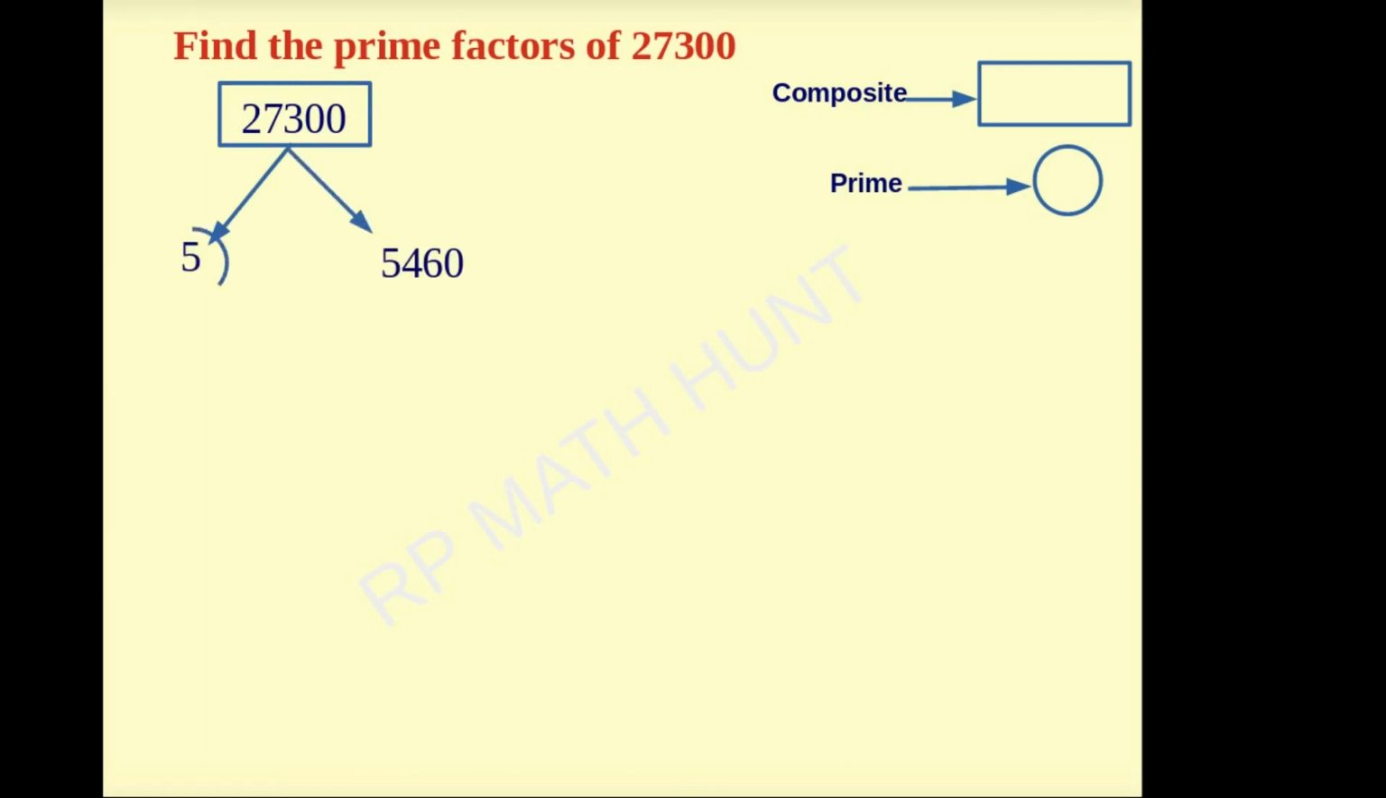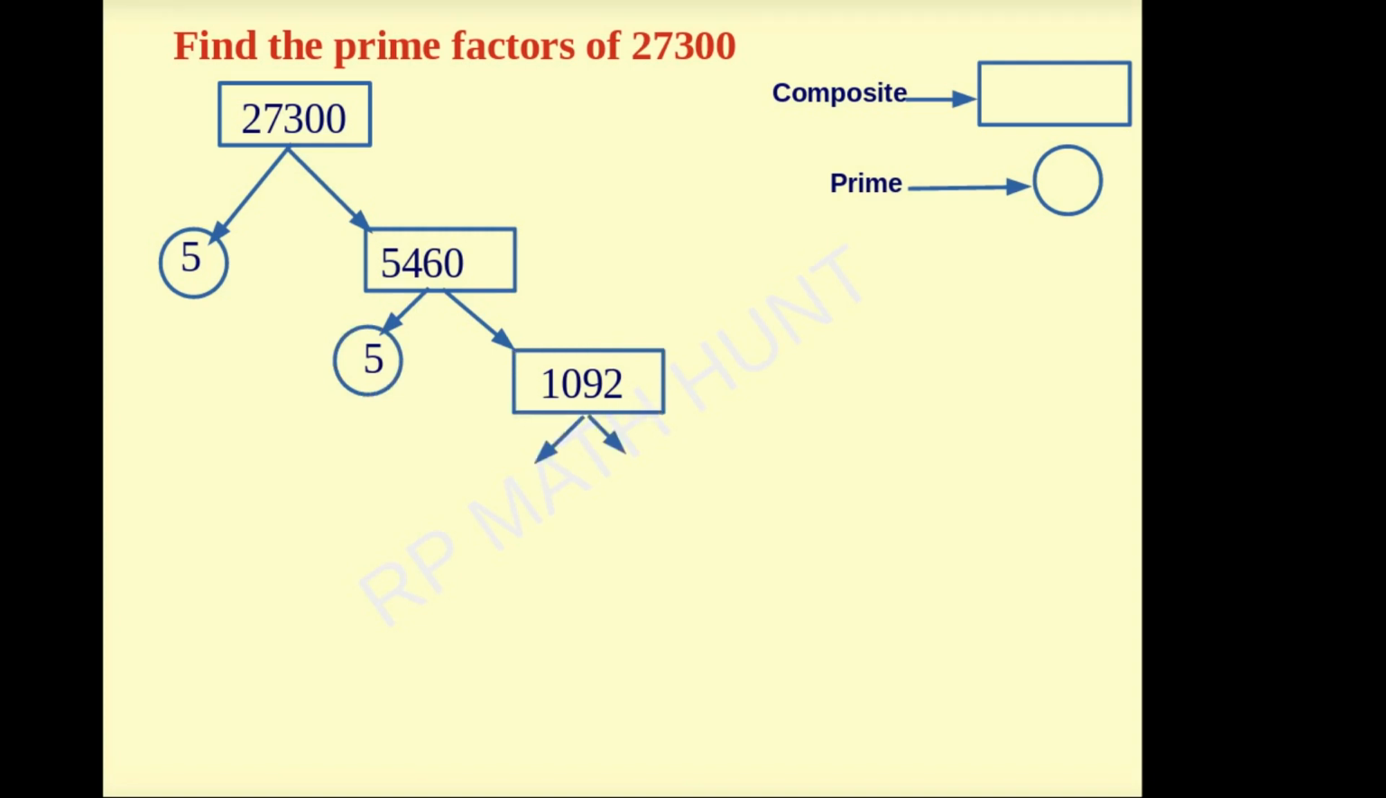5,460 is composite. Yes, 5 is prime, I am encircling it. Again, further factorizing as 5 into 1,092. 5, encircle 5. Again, 1,092 is composite. Factorize it with 2, 546. Encircle 2 because it is prime.